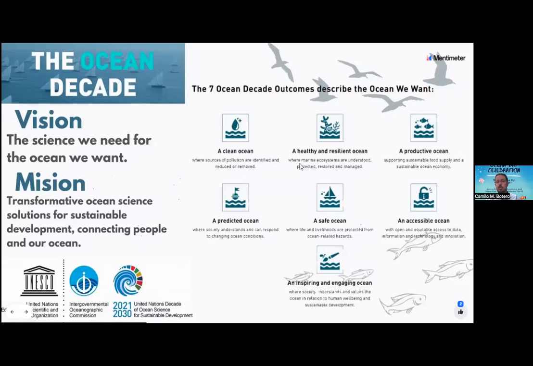I'm very proud to be part of it. I'm living now in Nova Scotia, where we are surrounded by the ocean, surrounded by coast, and which is the ocean we want. For that is this Ocean Decade, which has the mission of transformative ocean science solutions for sustainable development, connecting people and our ocean. This is the mission. And this Ocean Decade has 7 outcomes. That means we want a clean ocean, a healthy and resilient ocean, a productive ocean, a predicted ocean, a safe ocean, an accessible ocean, an inspiring and engaging ocean.